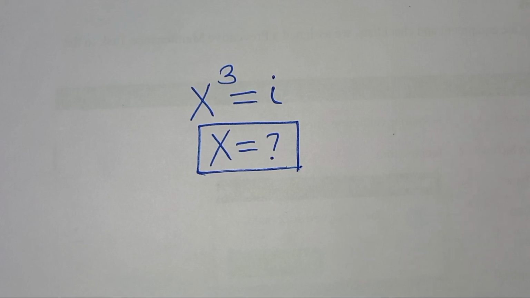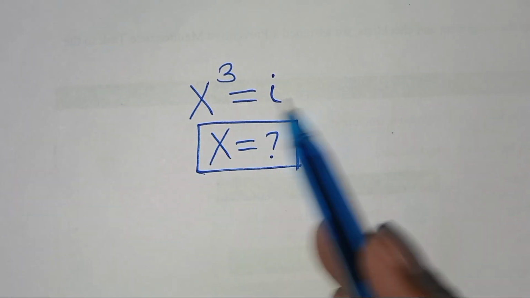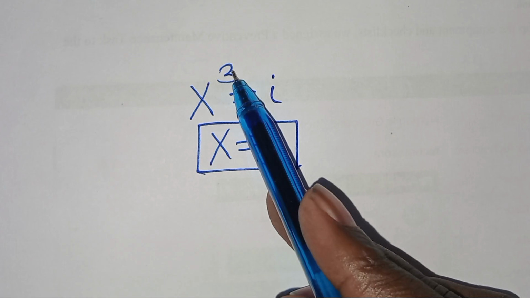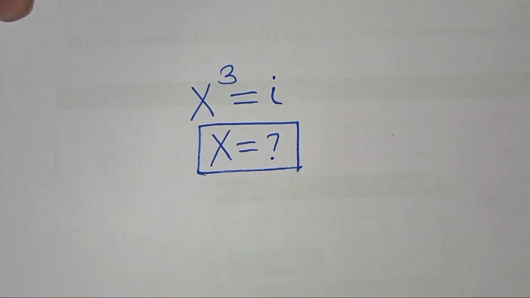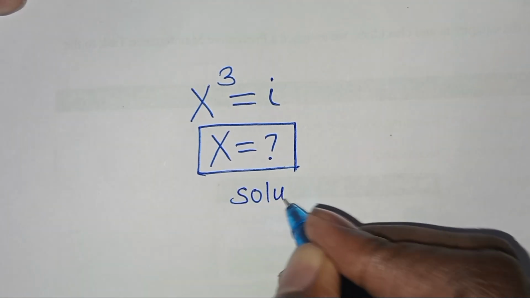Hello everyone, you're welcome to solve this nice algebra problem, which is x to power 3 is equal to i. So what is the value of x? Now, solution from here.